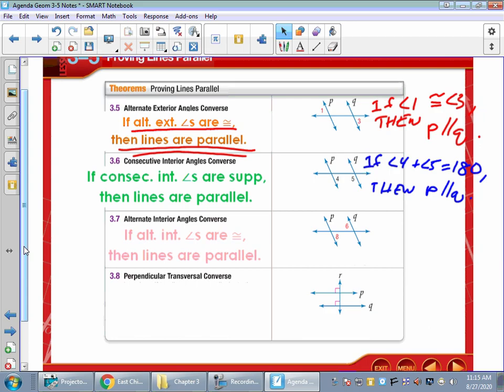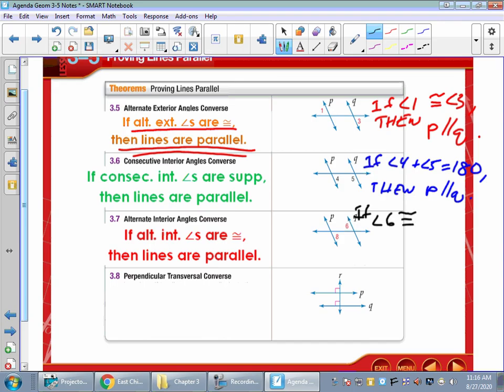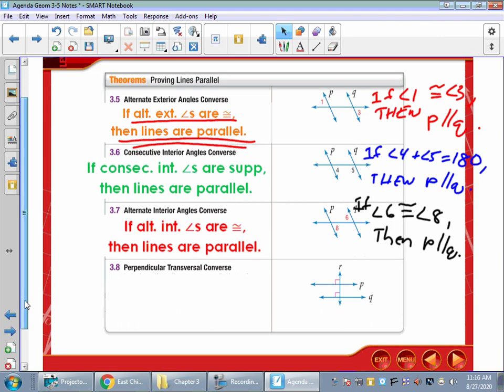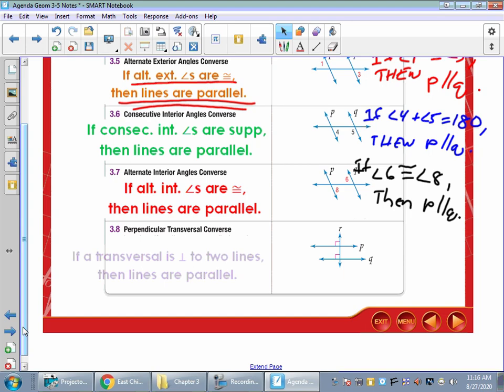Same thing with the alternate interior angles converse. If alternate interior angles are congruent, then the lines are parallel. So we're looking at these saying if angle 6 is congruent to angle 8, then P is parallel to Q. Alternate interior angles. And then again, we can use it with this last one about perpendicular lines.